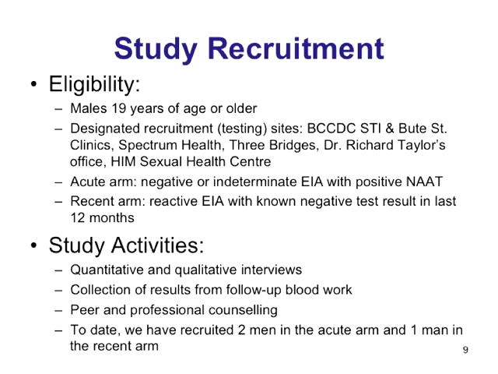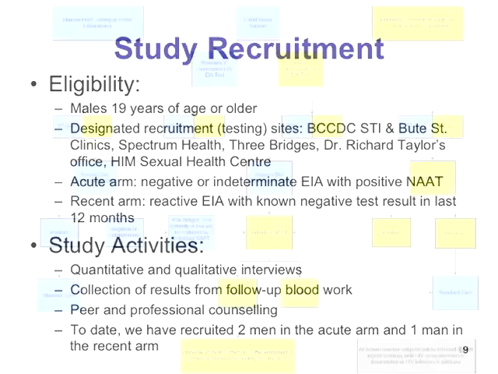Just a bit about the study activities. There are quantitative and qualitative interviews that are completed. We also collect the results from the follow-up blood work that our participants do with their care providers, and we collect that alongside the other data. As I mentioned before, we also include a peer and professional counseling component into the study, and Bill Coleman's workshop yesterday is a bit about the model that we utilize in the study. To date, we've recruited 2 men in the Q arm and 1 man in the recent arm.